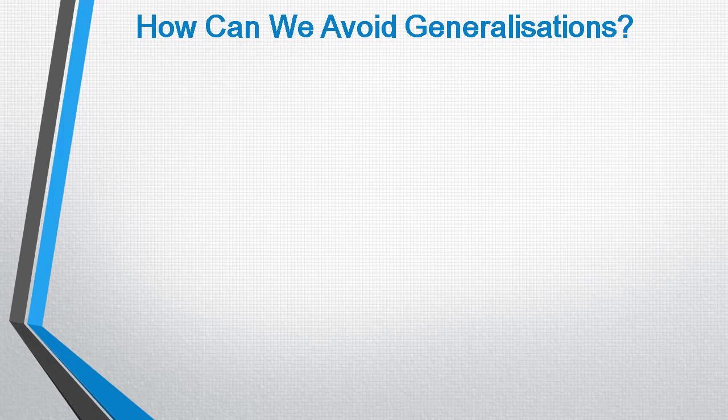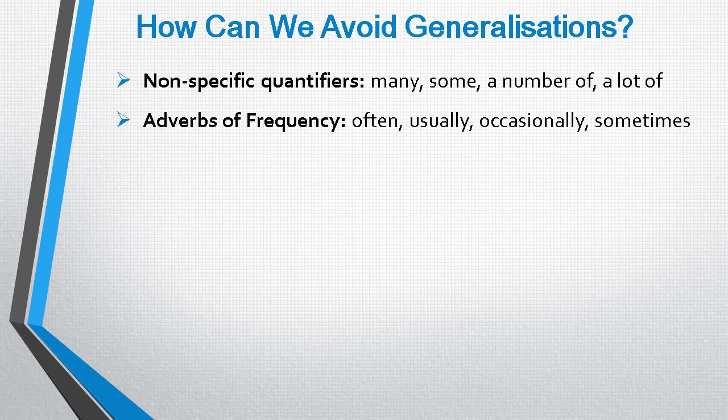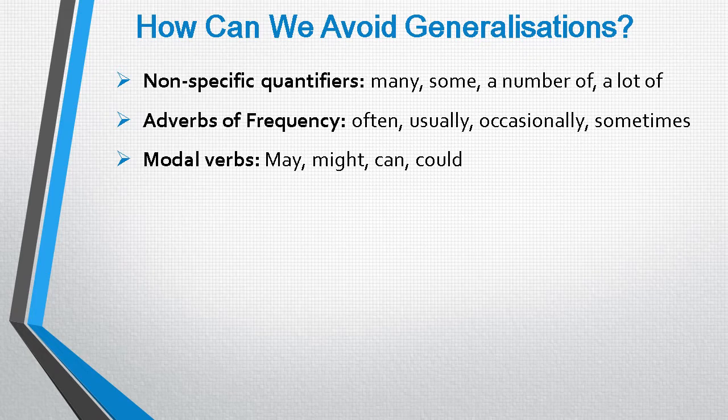Let's look at 3 ways we can avoid making generalizations. Firstly, we can use words like many, some, a number of, and a lot of. These are non-specific quantifiers. We can also use adverbs of frequency, such as often, usually, occasionally, and sometimes. We can also use modal verbs: may, might, can, and could. Here's a generalization that we're going to have a look at and fix by using those types of words.